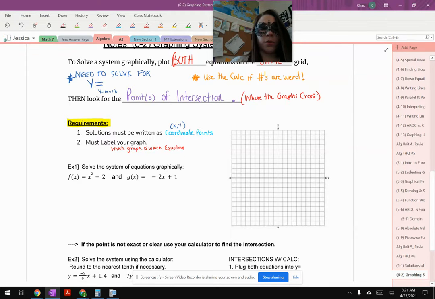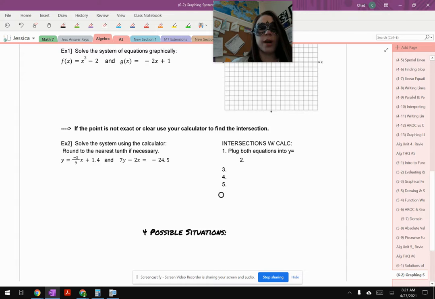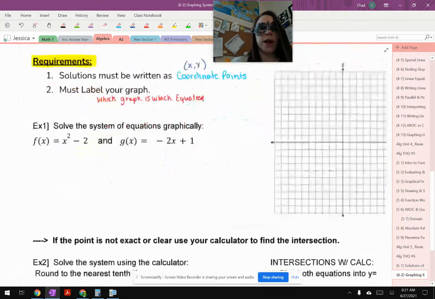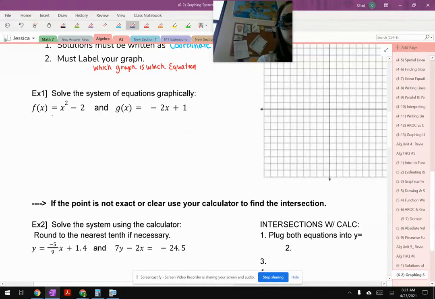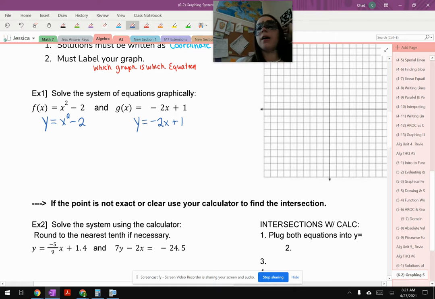All right, example number 1, solve the system of equations graphically. So I have an f of x equals and a g of x equals. So remember, those just mean y. I can replace that with y equals x squared minus 2 and y equals negative 2x plus 1. So I definitely can graph.